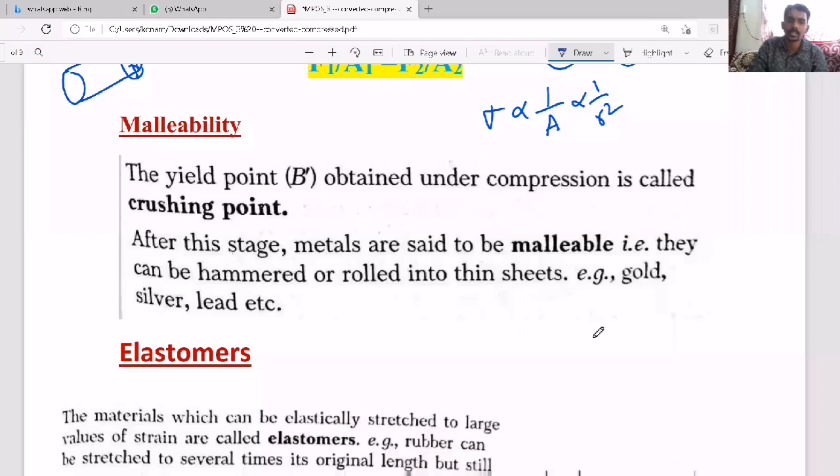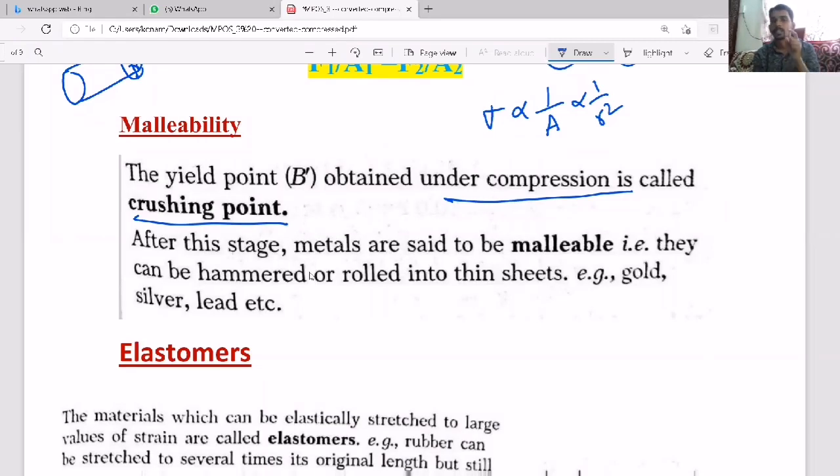And one more thing you need to understand here, that is malleability. Malleability means we are talking about stretching. Suppose you start compressing, there also one yield point will be there, means elastic limit will be there, and that point we call it the crushing point. The yield point obtained under compression we call the crushing point. So after that yield point, nothing but crushing point.